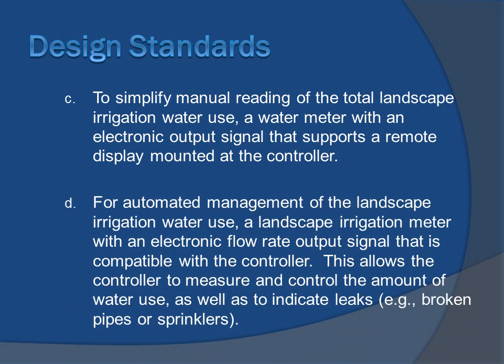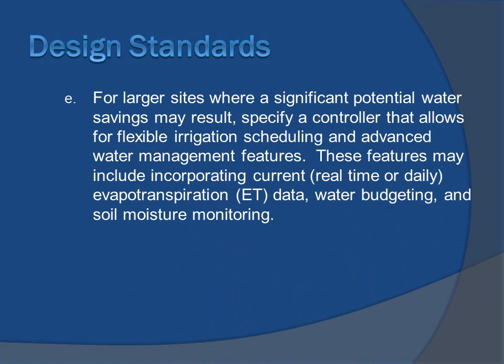For automated management of the landscape irrigation water use, a landscape irrigation meter with an electronic flow rate output signal is compatible with the controller. This allows the controller to measure and control the amount of water use as well as to indicate leaks. I love leaks. Like I said, you make more money fixing broken parts than you do putting in a new system. Yeah. It's easy to fix usually.